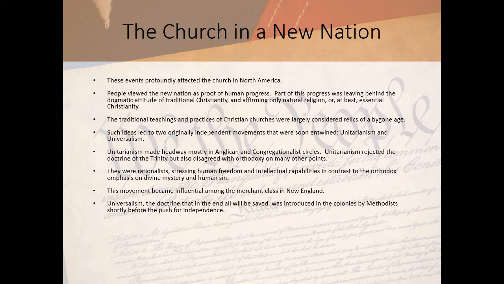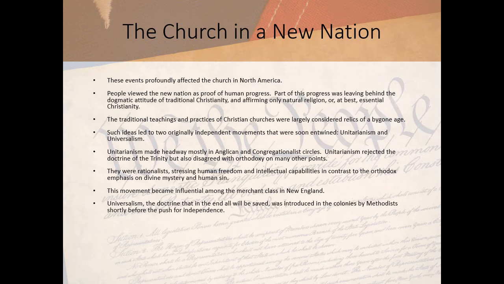Universalism, the doctrine that in the end all will be saved, was introduced in the colonies by Methodists shortly before the push for independence. Remember that one of the things that's notable about the Methodists is Wesley didn't like the Calvinist ideas of predestination and people being predetermined to either damnation or salvation. He liked human freedom being emphasized over that, and the right to choose, or the ability to choose. And he certainly wouldn't have been one of these universalists, but you can see how, coming from the way he was thinking, putting such an emphasis on the possibility of all being saved, it's just one step further.